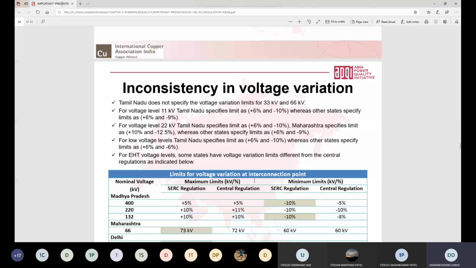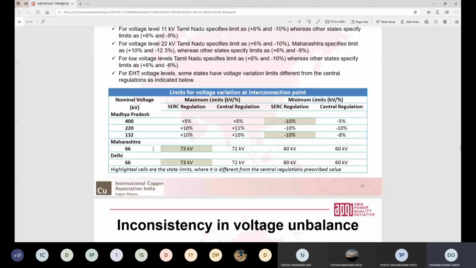So you can see here the difference between the state regulatory commission standard for voltage level, maximum limitation, and the central regulations. You find that there are some changes here. You can see here that for Maharashtra, the regulation is made for 73 kV, whereas the central regulation is made for 72 kV, for the percentage of minimum limits and maximum limits.